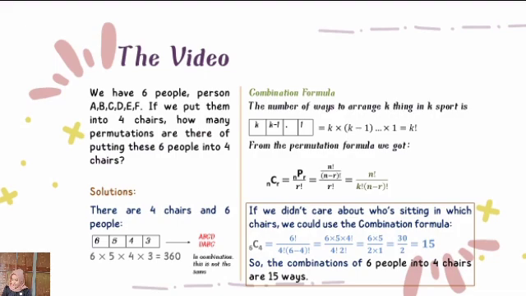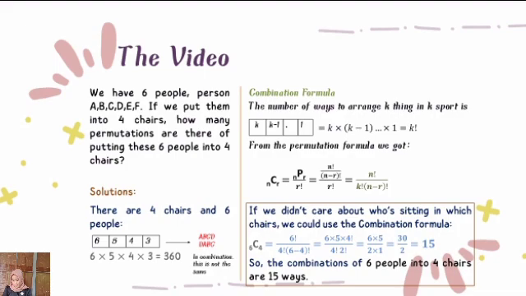So we know A, B, C, D and C, A, B, D are the same. In combination, this is the same. So the combination formula is the number of ways to arrange k things in k places, like that.